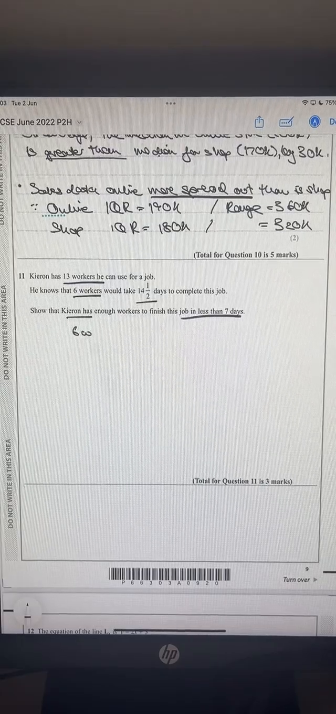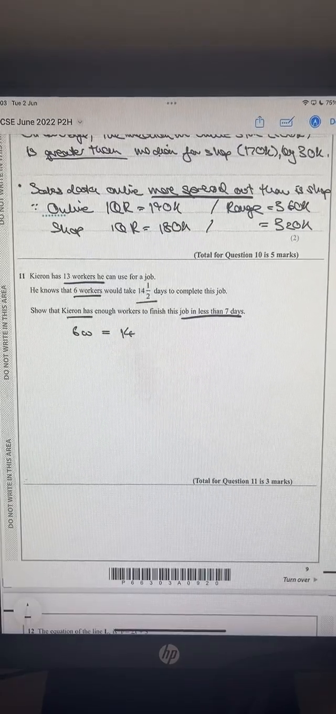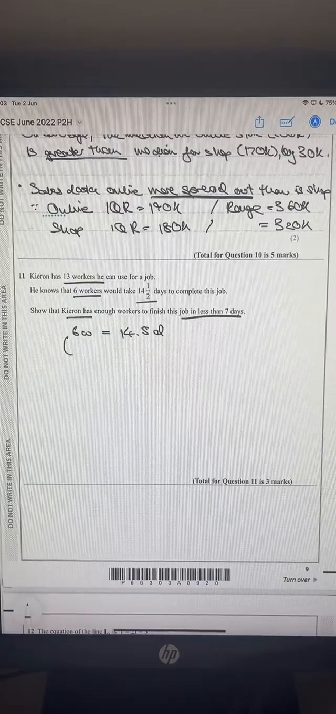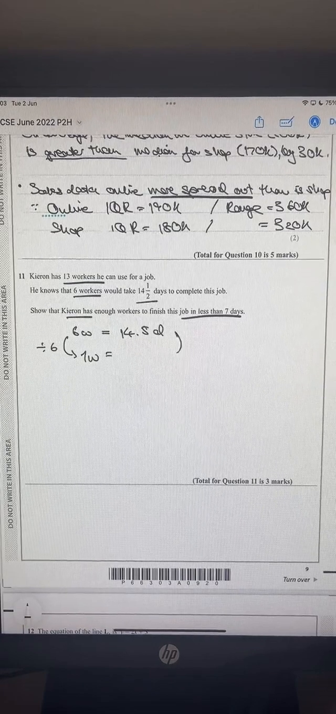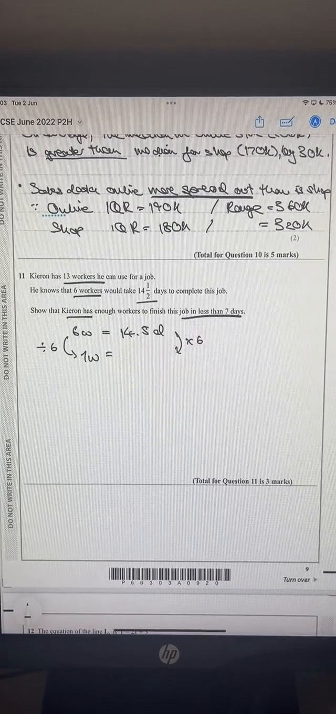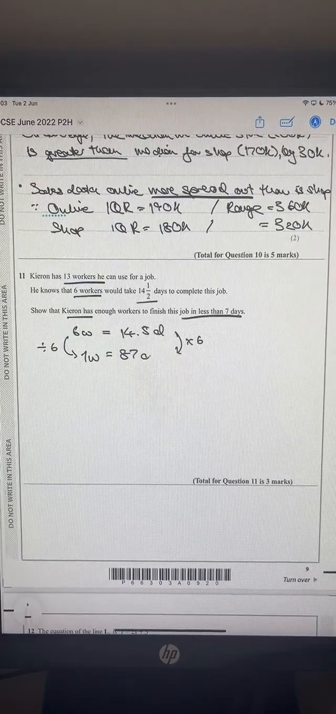So quite simply, 6 workers take 14.5 days. So I'm going to find out how long one worker takes. So if I divide by 6 for my workers, I multiply by 6 here because inverse proportion, as the number of workers decreases, the time taken increases. So 14.5 times 6 is 87 days.